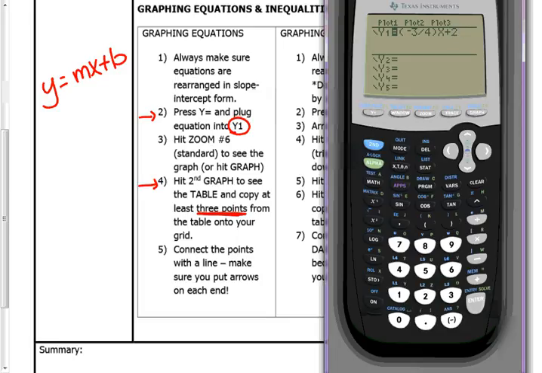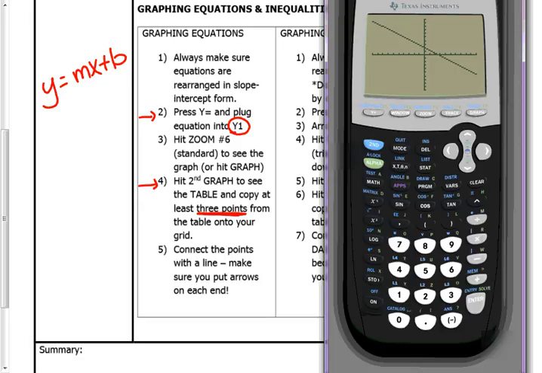Okay, so that was step 2, right? So step 1, rearrange. Step 2, plug into y1. Step 3 says hit zoom 6. So I'm going to hit zoom number 6. Or you could also hit the graph button, right? It says or hit graph. And look, that's our line, draws very nicely.